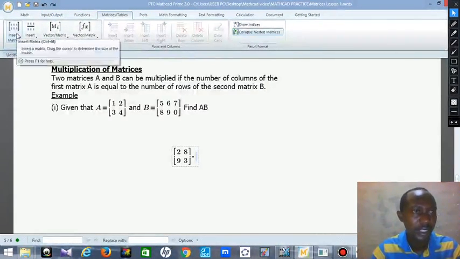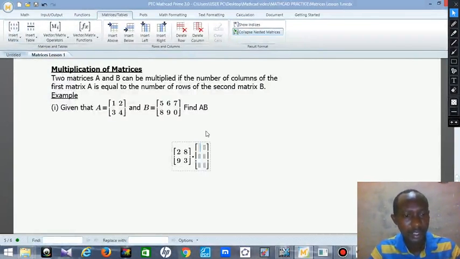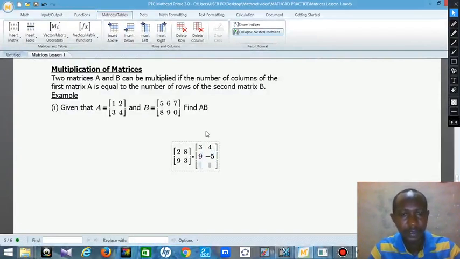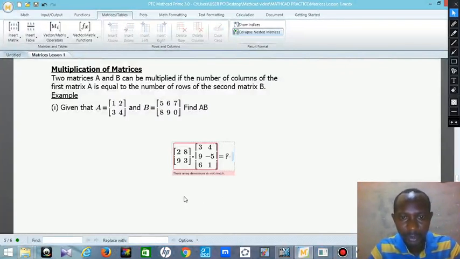Okay, let me take, for example, this matrix. Let's say this is 3, 4, 9, minus 5, 6, let's say 1. For example, I want to multiply these two matrices now. If I press my equal to, you see what the system will tell me.